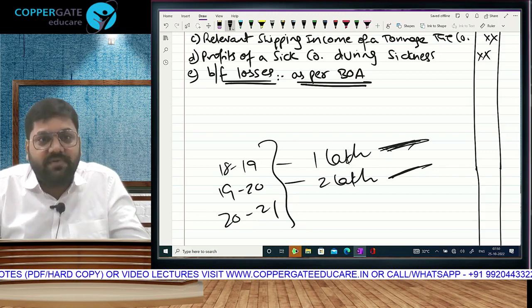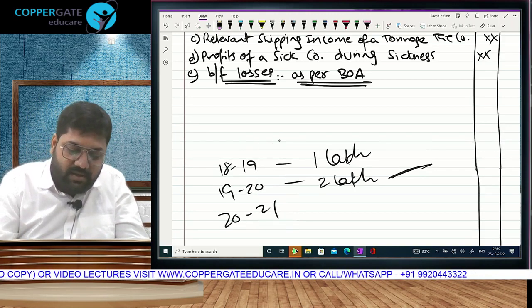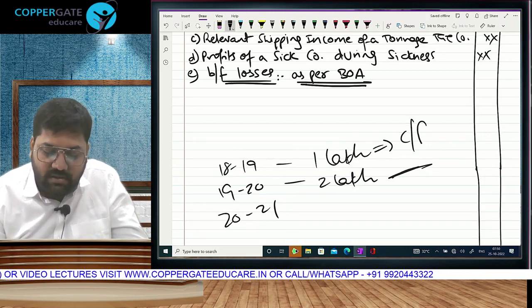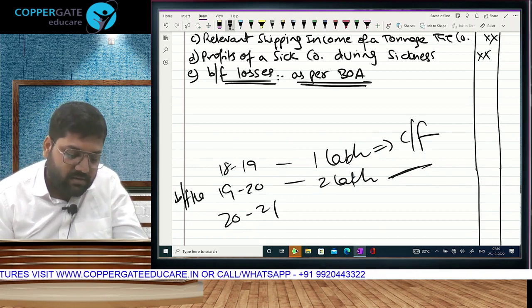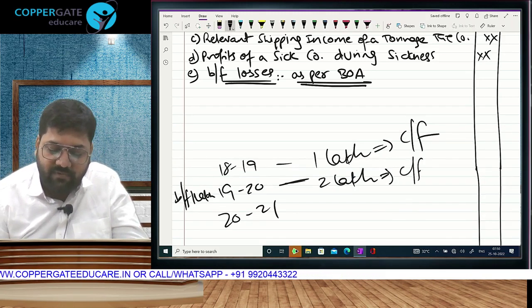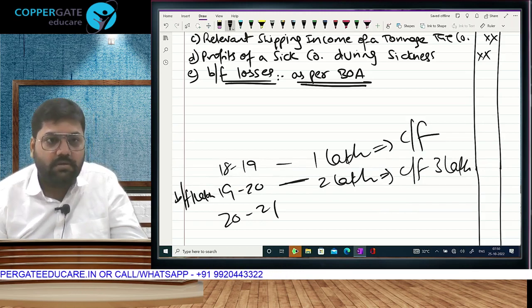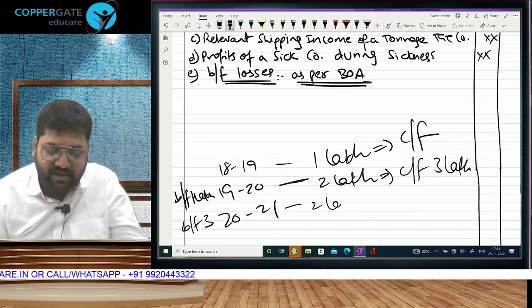But accounts do not work like this. Accounts don't work like this. In accounts, a 1 lakh loss is carried forward. So here you have brought forward 1 lakh and current year 2 lakh. So then what do you do? You carry forward 3 lakh. Here you have brought forward 3. In the current year a further 2 lakh loss is suffered. So you carry forward 5 lakh.